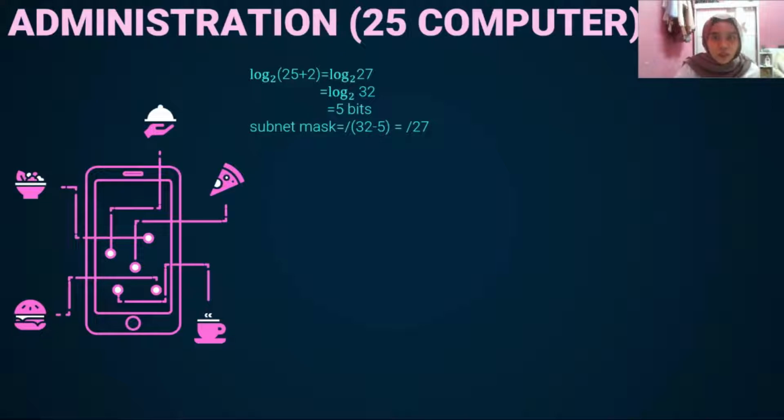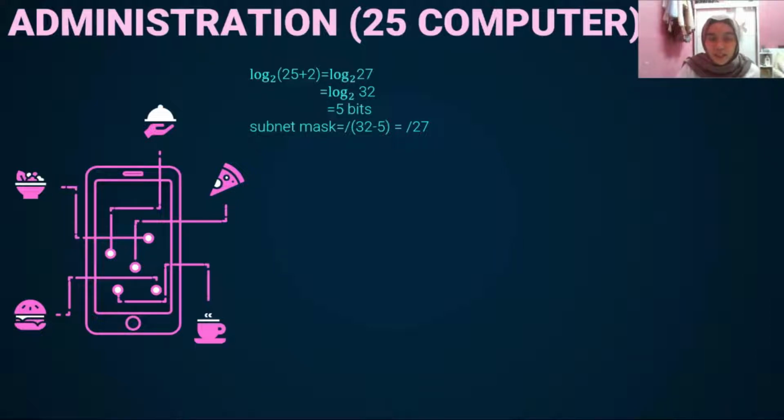log2, and you take the 25 computers plus 2, you will get log2 27. But if you click it in the calculator, you will get a decimal number. So we are going to find the nearest number to 27, which is 32. And then we put log2 32, and we will get 5 bits. That is how we get the number of bits borrowed.